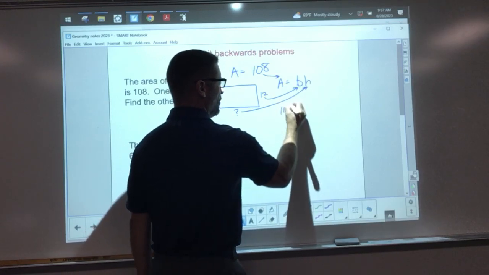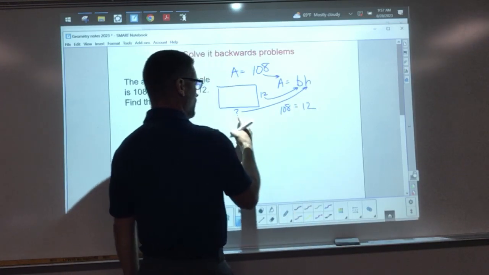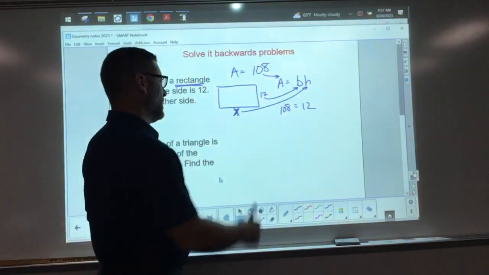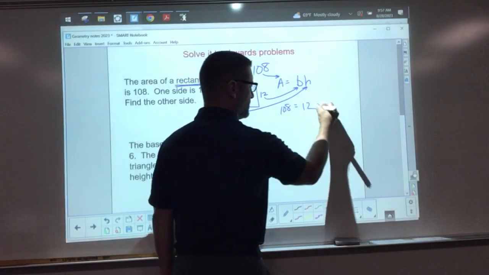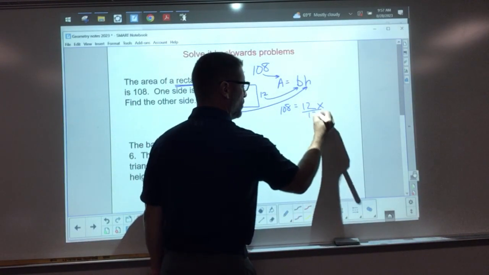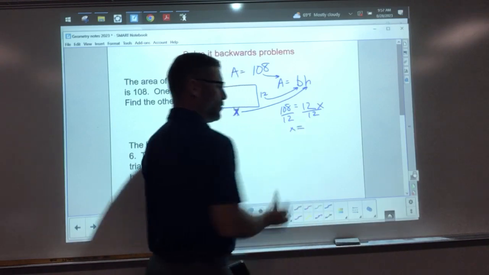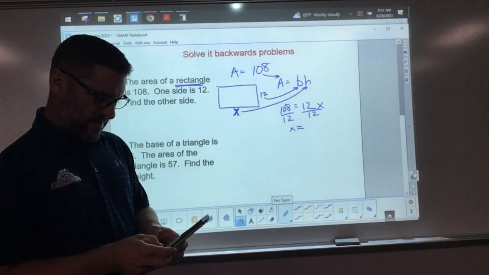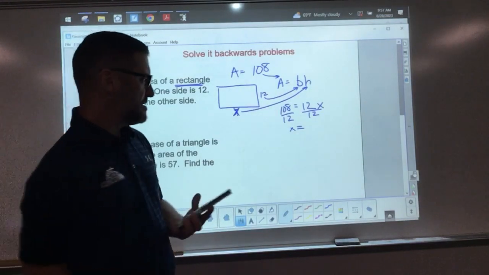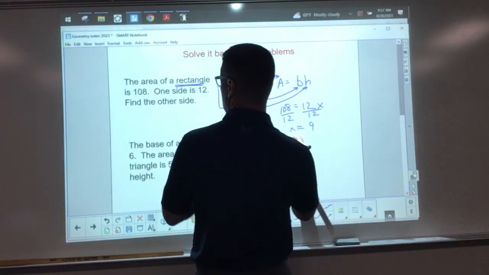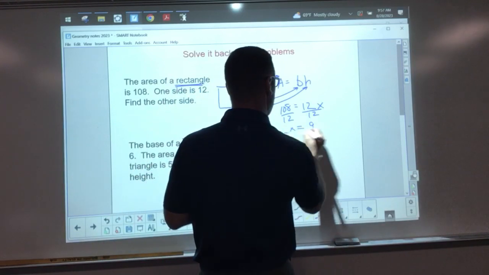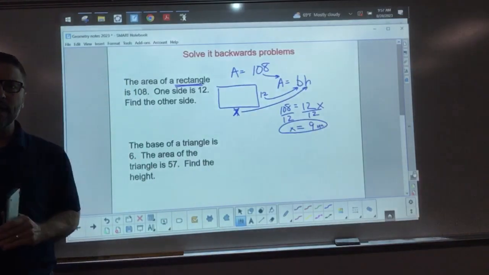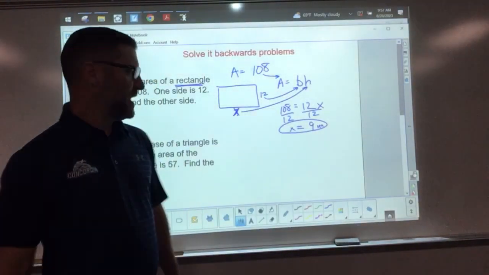So I'm going to put 108 is equal to 12, and I guess I'll use a variable x. I'm going to let x be what I don't know. I put a question mark there, but I'm going to put an x there. I'll divide by 12, and my x value is 108 divided by 12. I'm pretty sure that's even. I think it's 9. 108 divided by 12. Yep, I got 9. So my other side is 9. And again, this one didn't give me units. I should probably be putting units or units squared, but I'll just put a 9 there, 9 units.